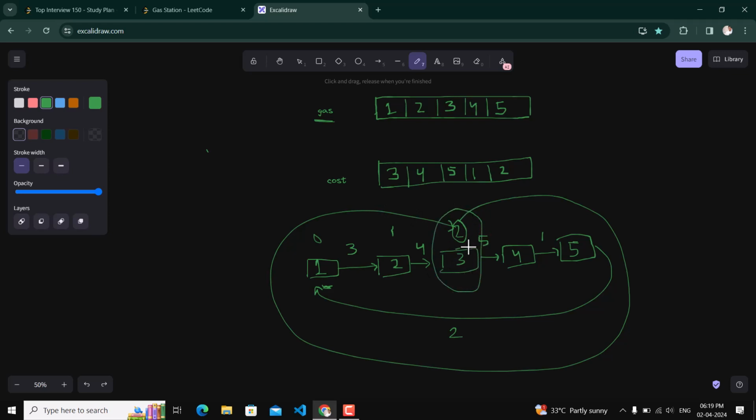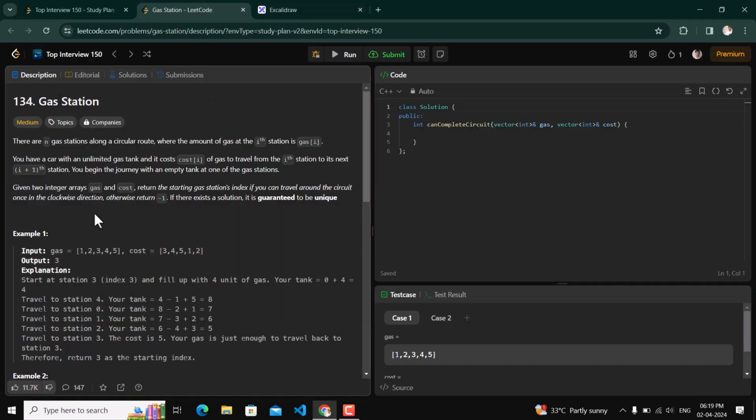So we have to return the index of that gas station from where we can traverse all the path in a clockwise direction and return to the original index. Otherwise, if we are not able to travel the path once, then we have to return -1, and if there exists a solution, it is guaranteed to be unique.